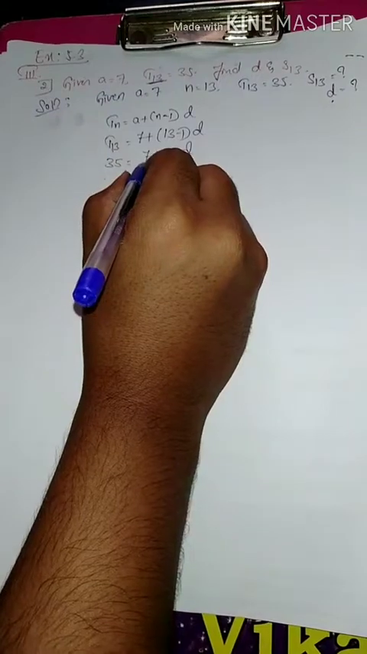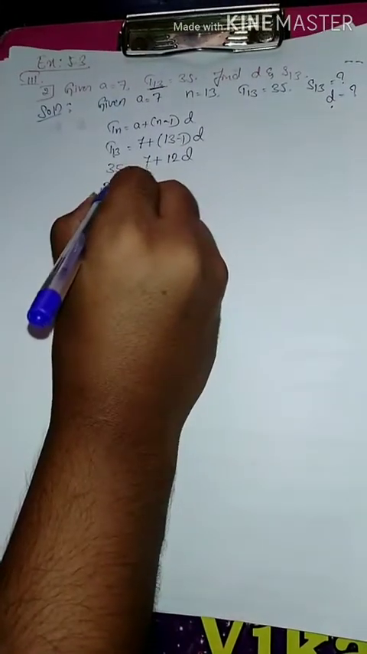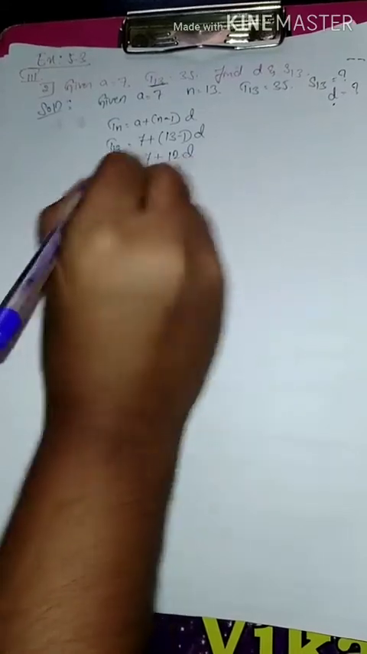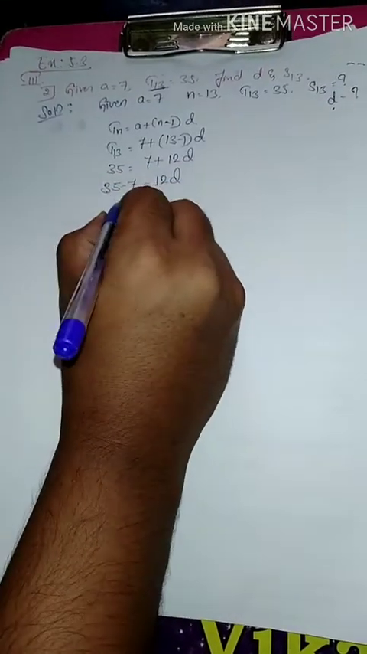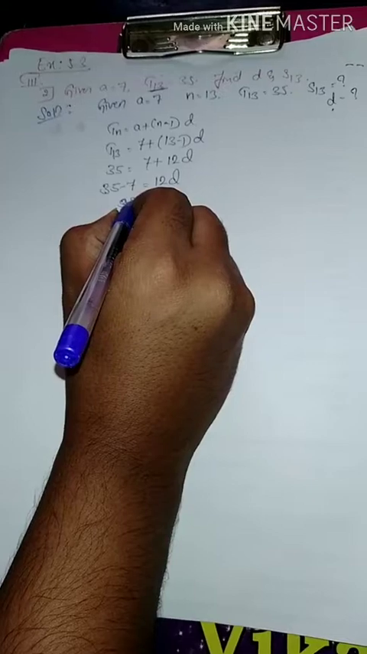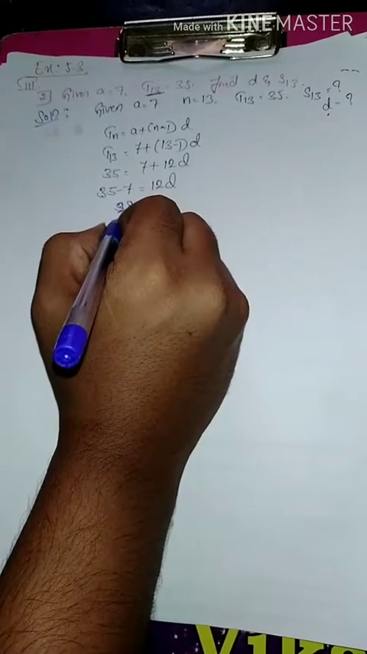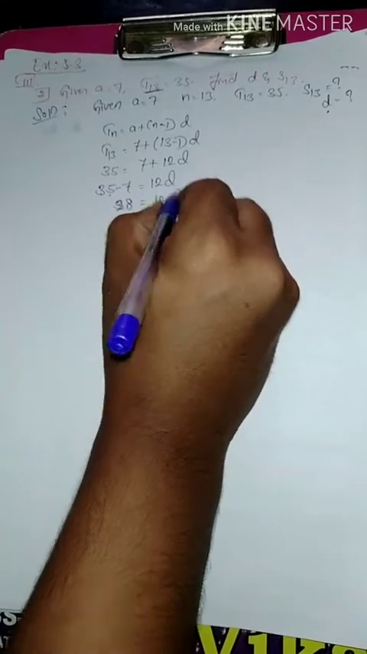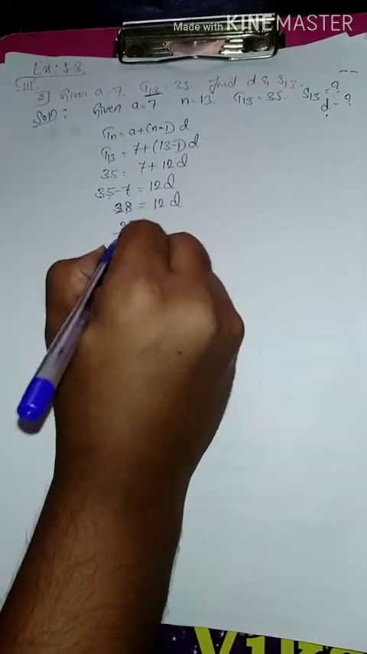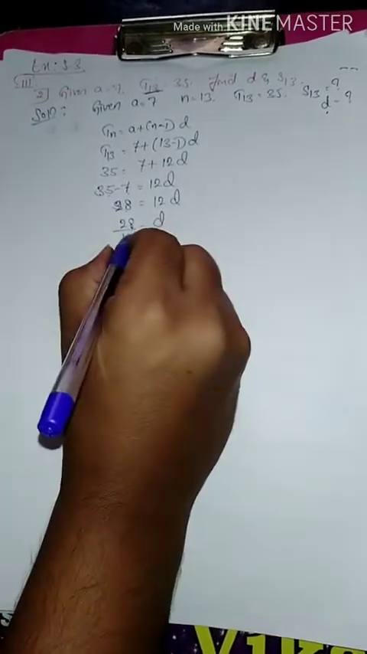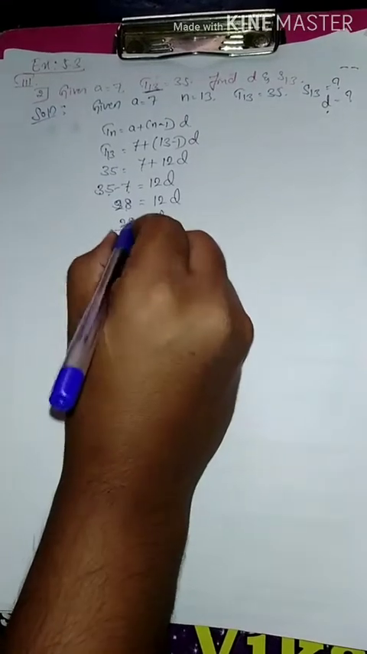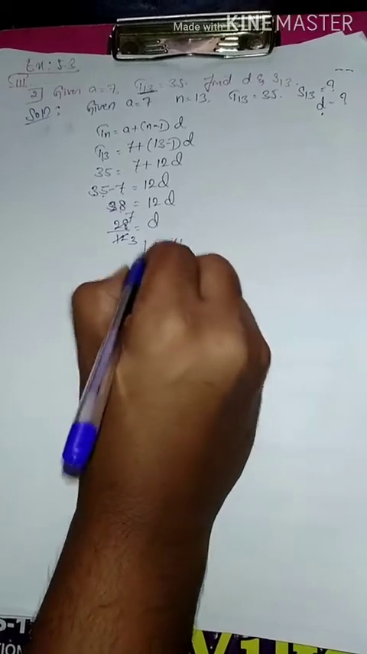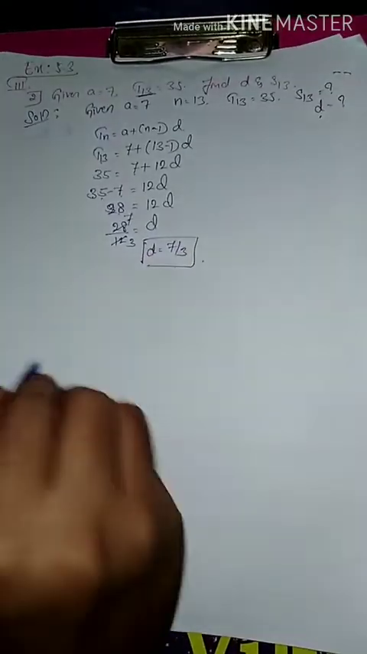Now plus 7 moves to the left hand side, becomes minus 7. 35 minus 7 is equal to 12D. 35 minus 7 is 28 is equal to 12D. So 28 divided by 12 is equal to D. 4 3s are 12, 4 7s are 28. Therefore, D is equal to 7 by 3. So the common difference is 7 divided by 3.